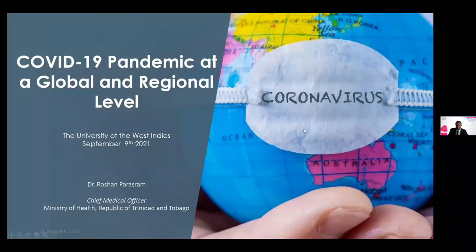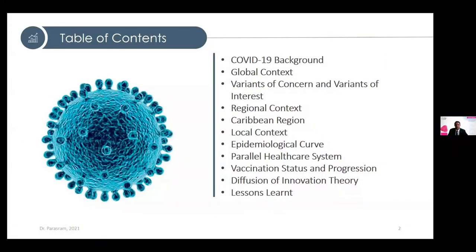So we'll be speaking briefly about the pandemic at a global and regional level with focus on Trinidad and Tobago. Just to give a background of the presentation, we're looking at the global context first, including the variants of concern and the variants of interest, then some regional context, the Caribbean region, and afterwards the local context in terms of the epidemiological curves that we have become familiar with in Trinidad, the parallel healthcare system, some vaccination status and progression updates, a theory related to our social marketing approach as it relates to vaccination, and some lessons learned throughout the pandemic so far.